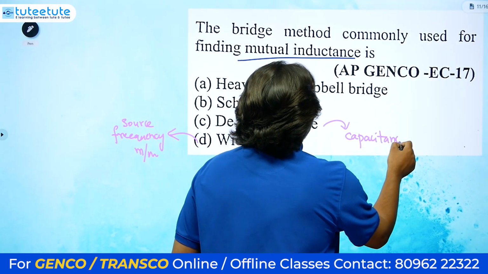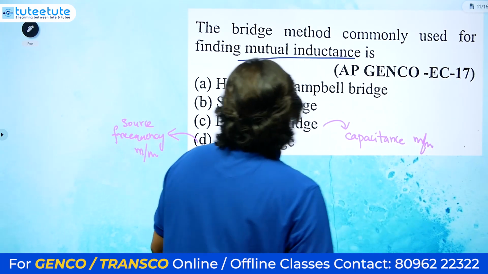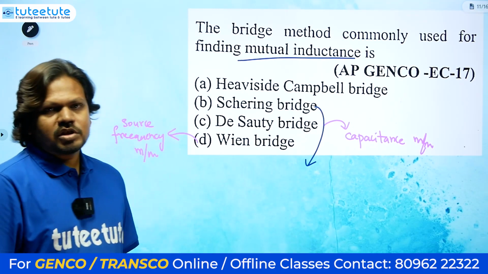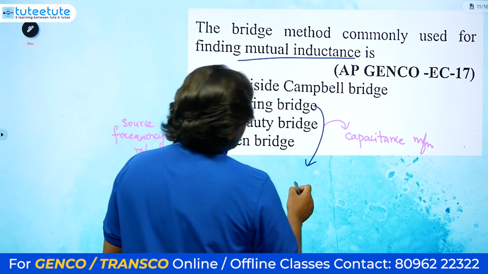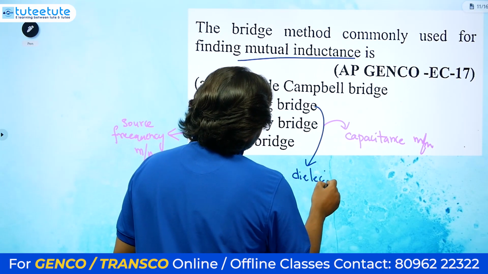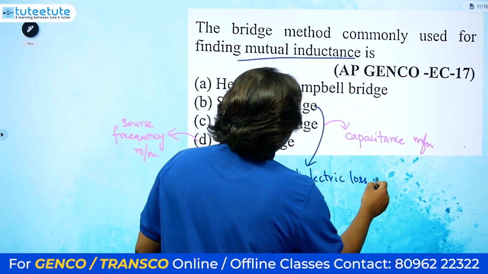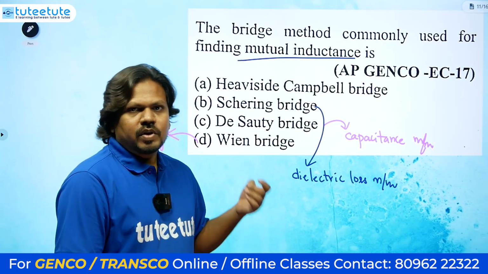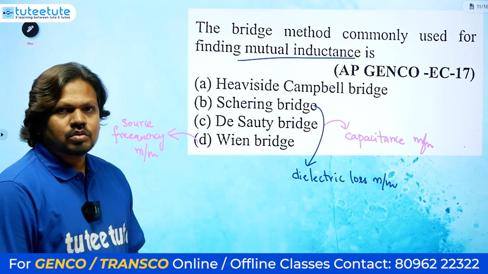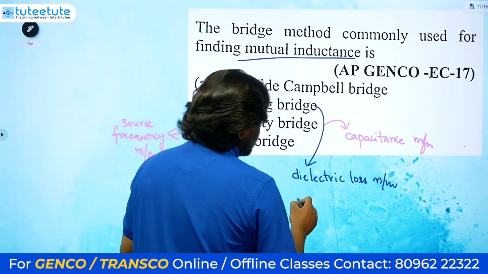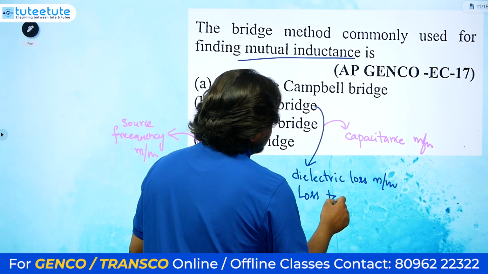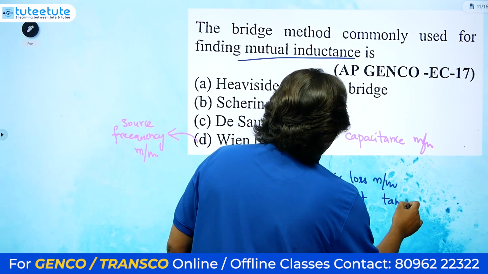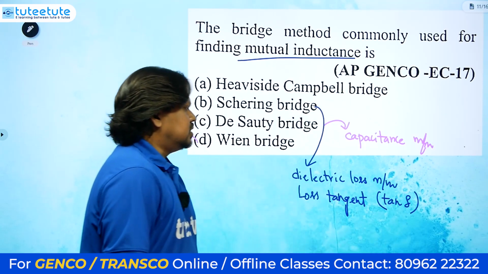Next one is Shearing's bridge. Shearing's bridge has so many advantages, and we can do many measurements. We use Shearing's bridge for the dielectric loss measurement. From the Shearing's bridge we can even measure the capacitance, and we can measure the inductance also. Not only dielectric loss, we can measure the loss tangent, that means tan delta.